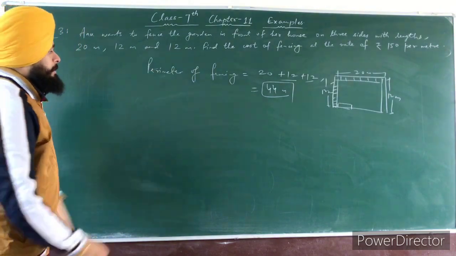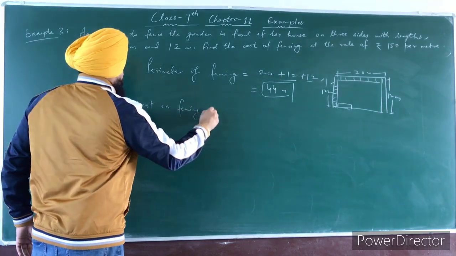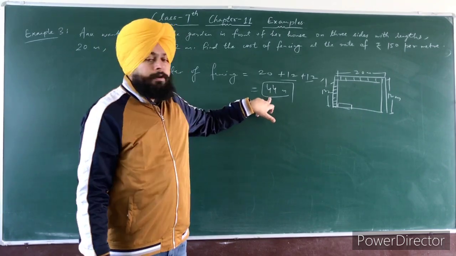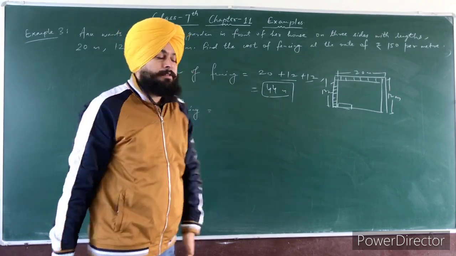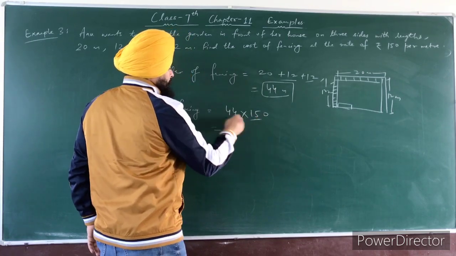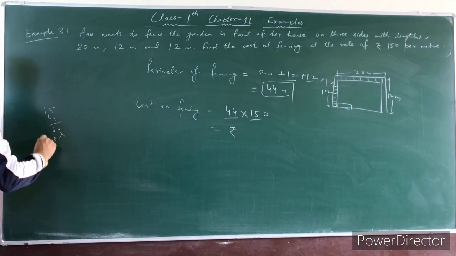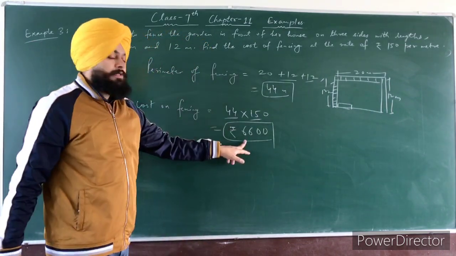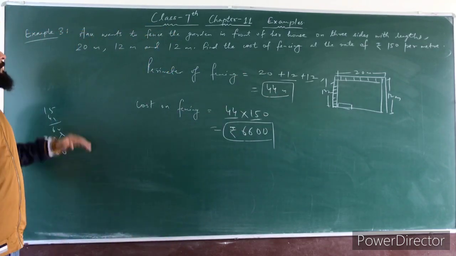Now we have to find its cost price. Cost of fencing: per meter cost is rupees 150. So for 44 meters of fencing, how much will the total cost be? So multiply 44 with 150. It is rupees 6,600. 6,600 is the total cost of fencing Anu's house. Clear students? So this is example number 3.